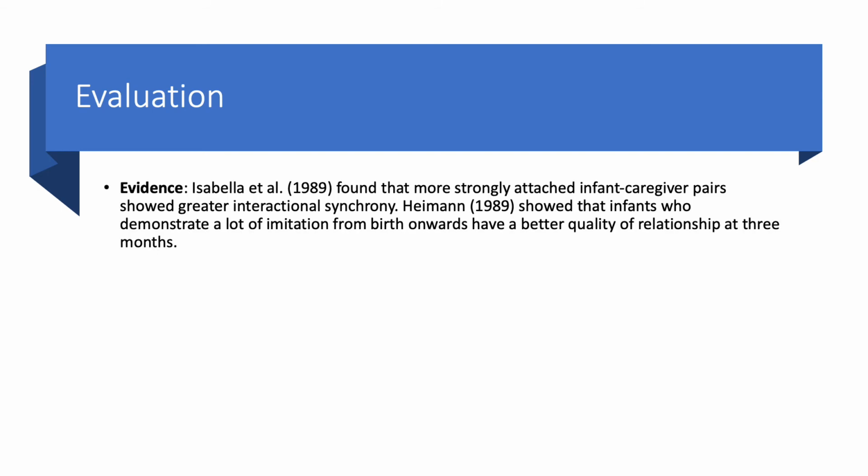So Isabella et al. found that more strongly attached infant-caregiver pairs showed greater interactional synchrony. Hyman showed that infants who demonstrate a lot of imitation from birth onwards have a better quality of relationship at 3 months. So what could you write as a point or as an explanation? I'll give you a clue. You could write it as a strength, or you could write it as a weakness, depending on how you see this research. So pause me now and have a go at writing a point and an explanation.